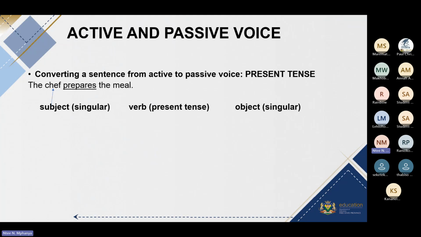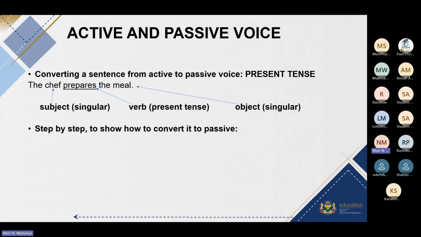Now, what is our verb here? That's the second question. Our verb is prepares. Now, you ask yourself regarding the verb, in which tense is our verb? Our verb here is in simple present tense, and obviously our object will be the meal because the meal receives the action in active voice.